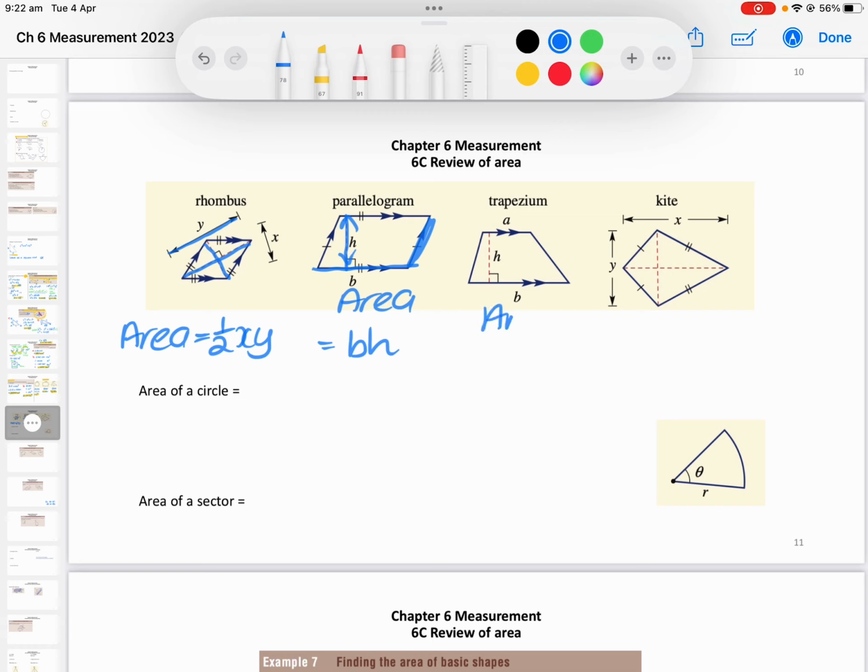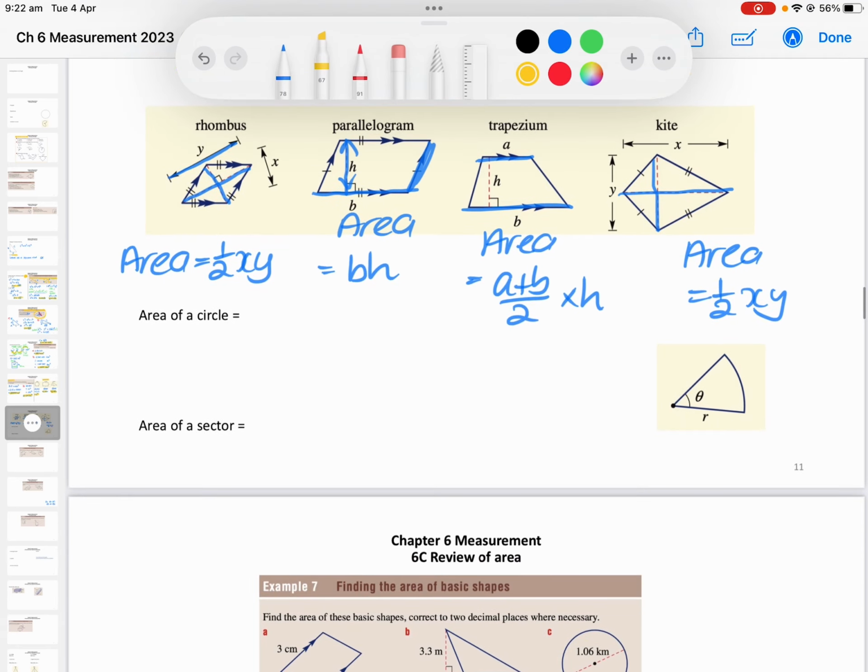For the trapezium, with this one, I'm not sure how long it is. If it was a rectangle, it could be this long, it could be this long. It's somewhere in between the two of those. So what we do is we add the A and B together and then times that by the height. And the kite is similar to the rhombus, same type of shape. So its area is also half xy.